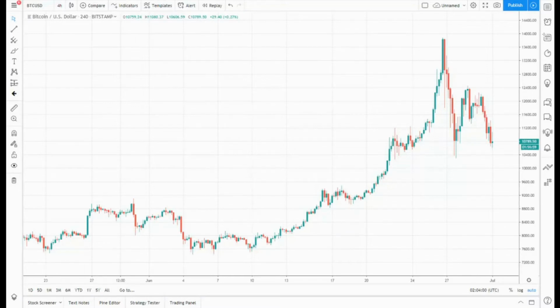So I'm going to show you 3 different ways to use the market profile, and then I'm going to apply it to a Forex chart, a futures chart, and a stocks chart. So let's start.